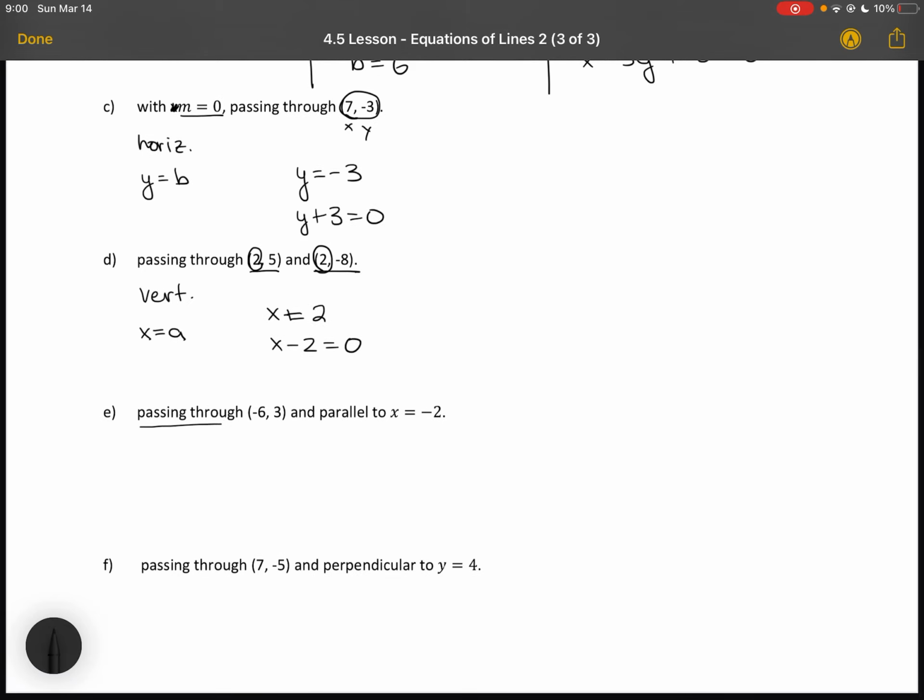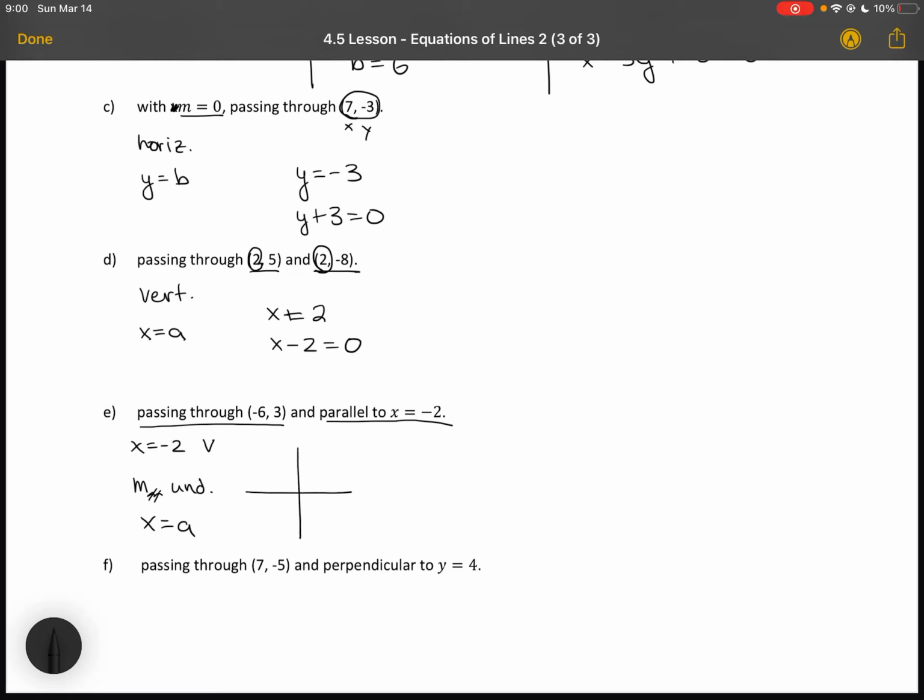Example E, passing through -6, 3, and it's parallel to x equals -2. So x equals -2 is a vertical line. That means the slope of the line I'm looking for also has to be undefined. So it must mean that I have another vertical line.